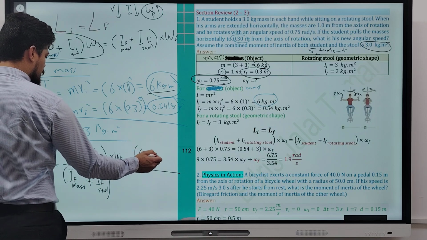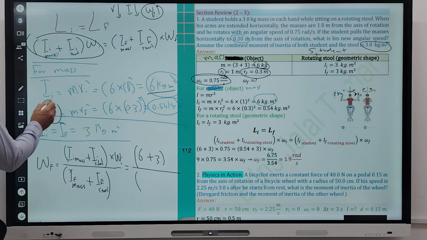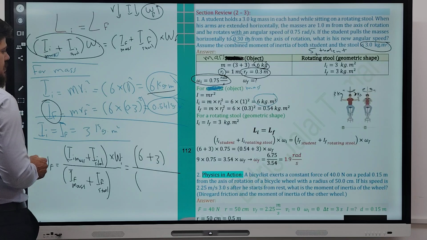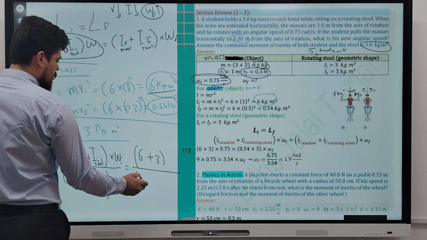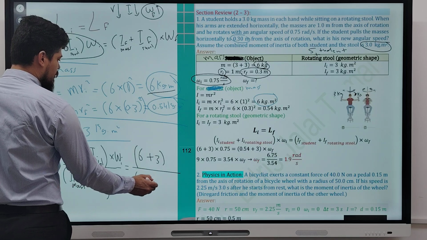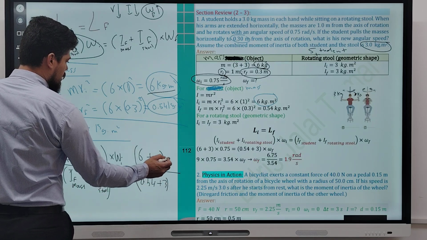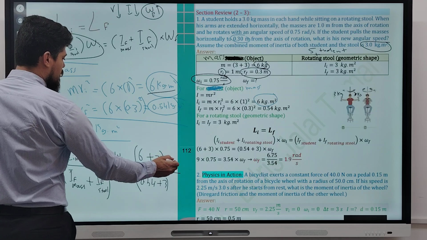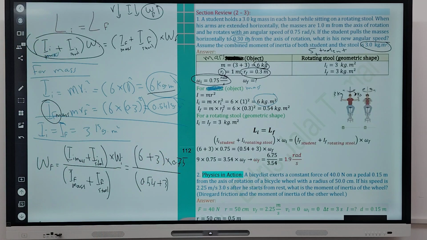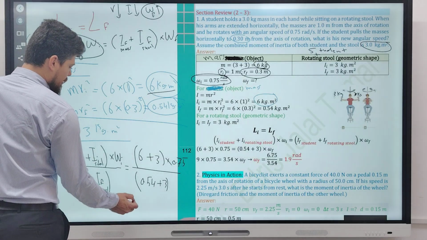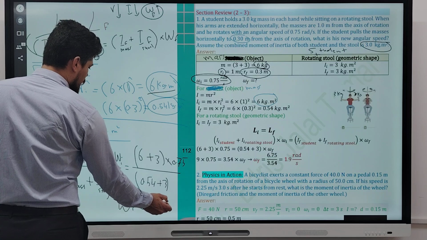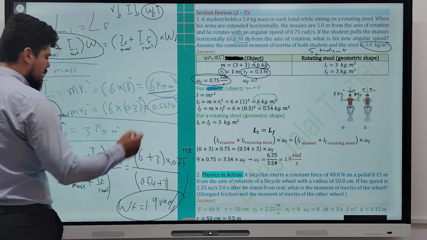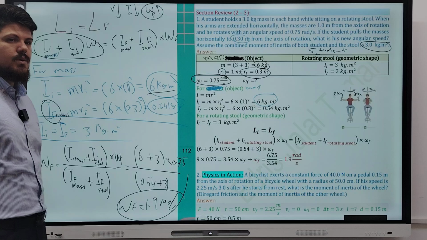This is 6 plus 3, yeah. And final moment of inertia for the mass is equal to 0.54 plus 3 times the initial angular speed, which was given as 0.75. So in that case, by calculator, omega final is equal to 1.9 radian per second. As I told you before, the final angular speed must be increased.